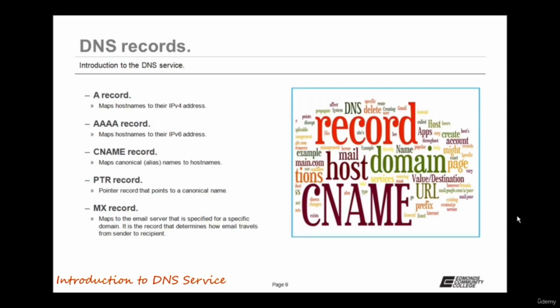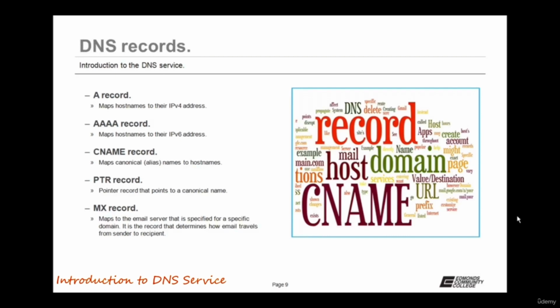The edcc.org can be the canonical name for edcc.edu. This works in part because of the pointer record, the PTR record. It's a pointer record that points out to DNS that there is a canonical name.